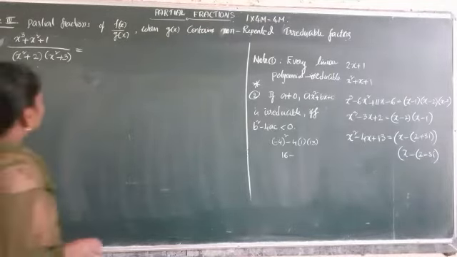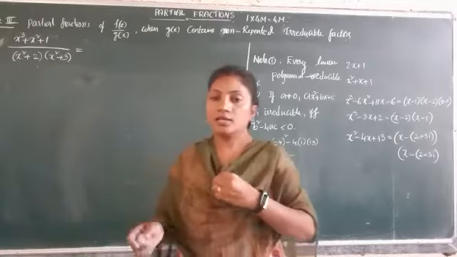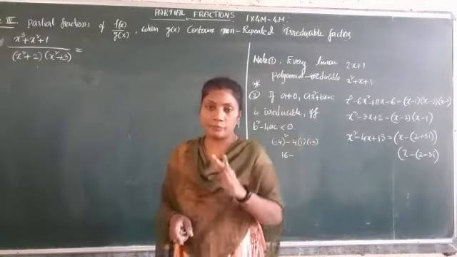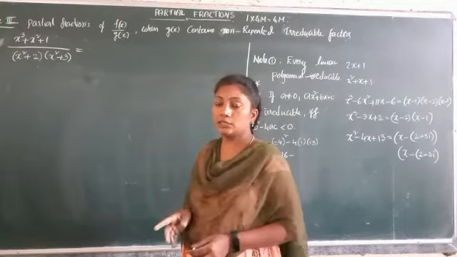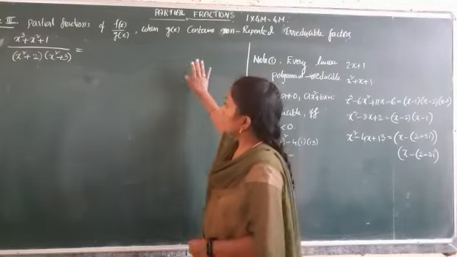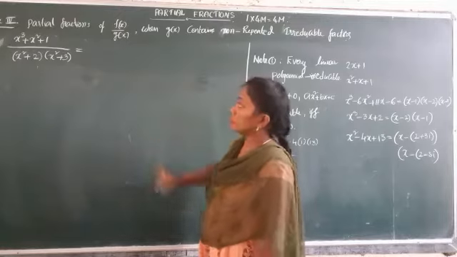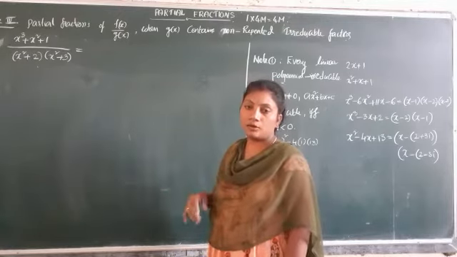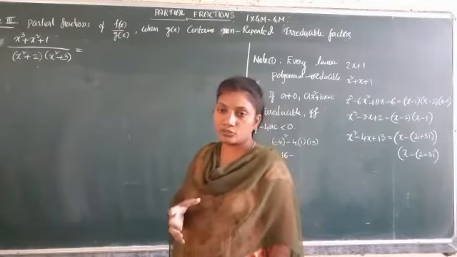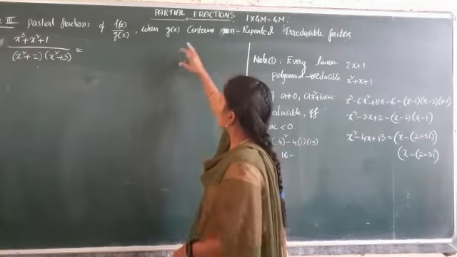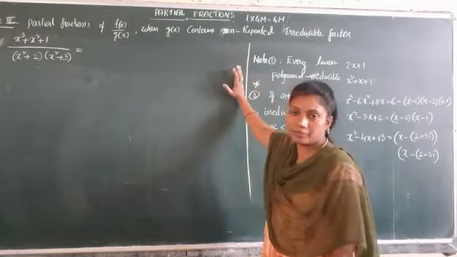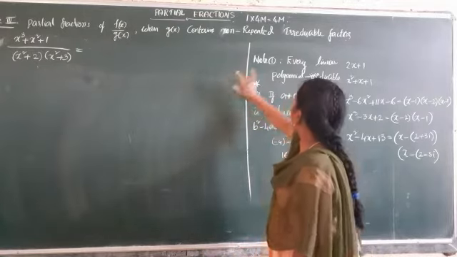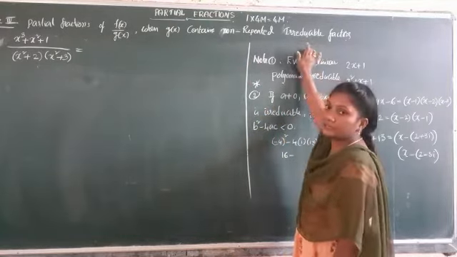Let us see the third type of partial fractions. This is from exercise 7b. We have only 3 exercises. In one day you can learn this complete unit. Partial fractions of f of x by g of x. All we are solving are rational functions only, right? Where g of x contains non-repeated roots and irreducible factors.